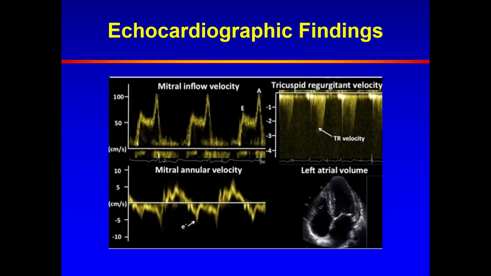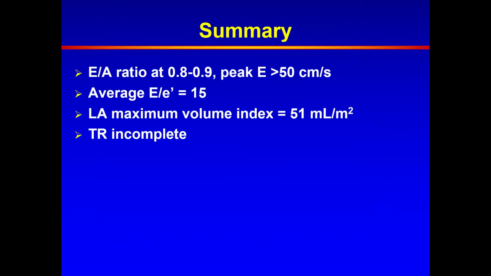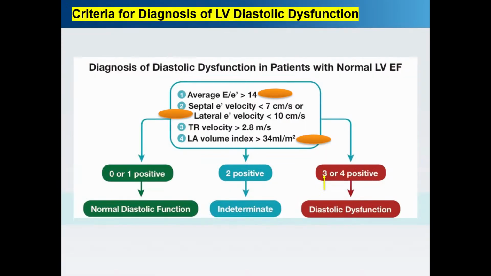This was a patient with shortness of breath, history of sarcoid heart disease, sarcoidosis. And if you look at the mitral inflow, there it is, annular velocities. LA looks big without any measurement. TR looks incomplete, and these are the values. If you look at the algorithm, we say the E to E prime is increased, the septal velocity is reduced, LA volume index is increased. So we have 3 signals, but all of them tell us that there is diastolic dysfunction.